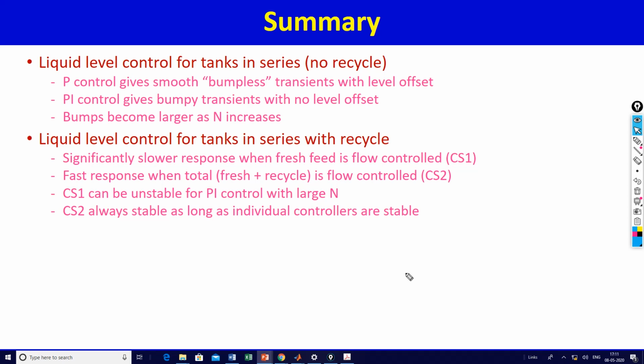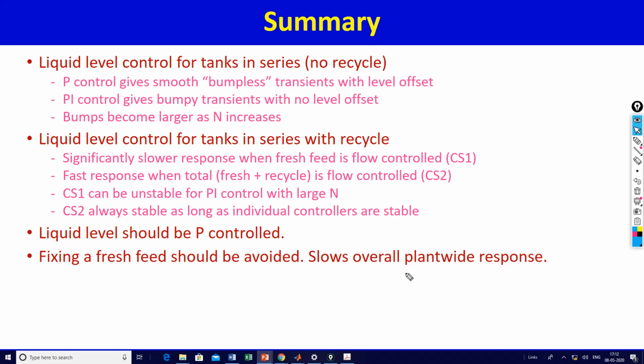CS1 can go unstable for PI control with large N, even though each of the individual level controllers seem to be reasonably tuned. CS2 is always stable as long as the individual controllers are stable, whether P or PI. If you want stability in CS1, do not use I action, use only P control. CS2 will be stable for P and PI, however PI will give bumps, so overall you should be using P control for smoothing out or filtering out variability in flow. So liquid level should be P controlled.